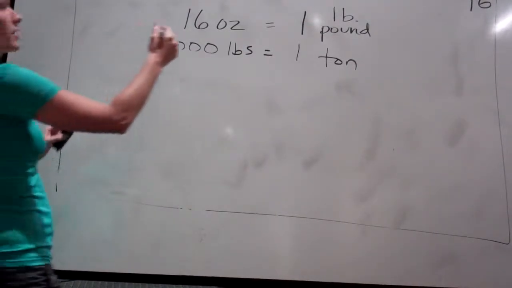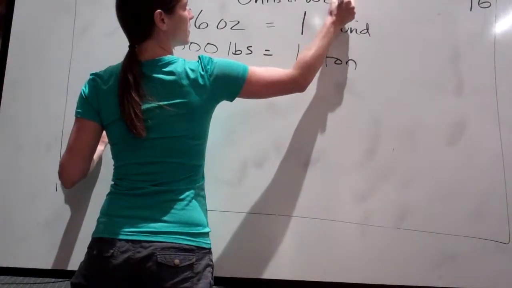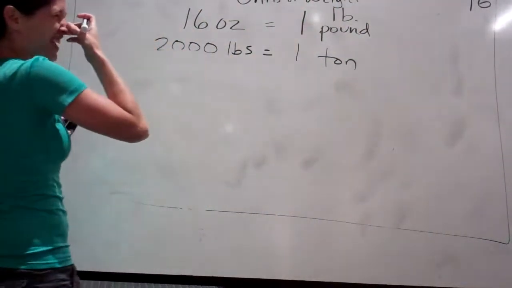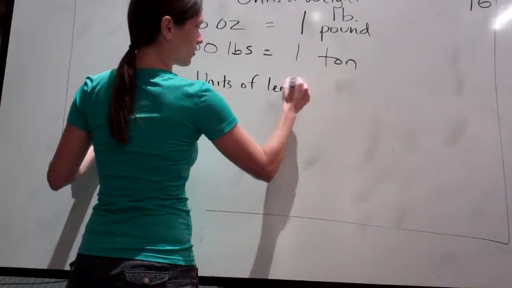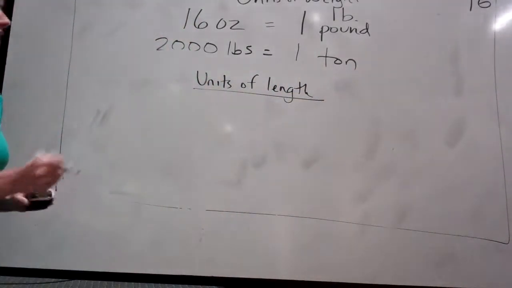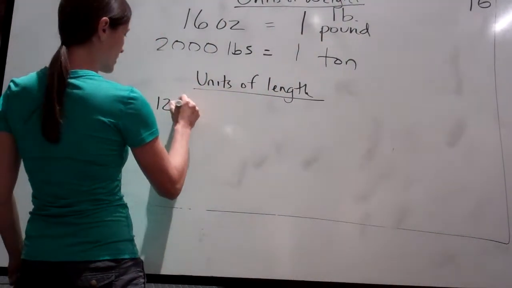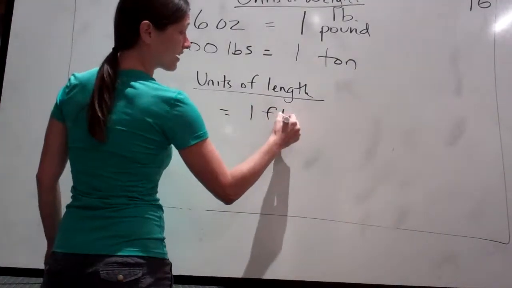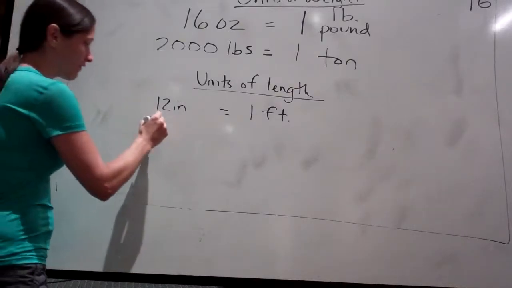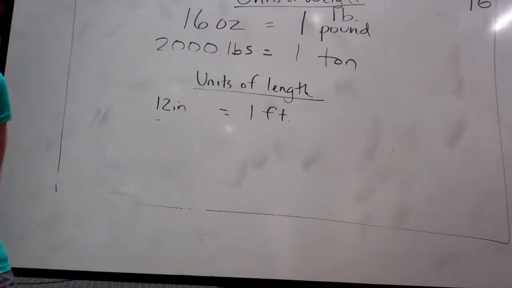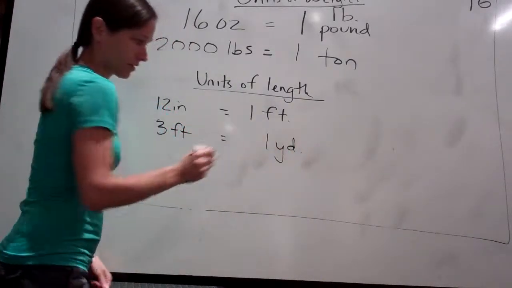Now, these are units of weight, for weighing something. The next ones are units of length that we need to know. How much does 12 inches equal? 1 foot. That should be a standard thing that most of y'all know. How many feet are in a yard? 3 feet equals 1 yard.